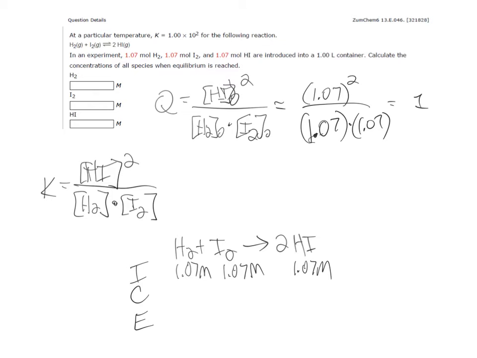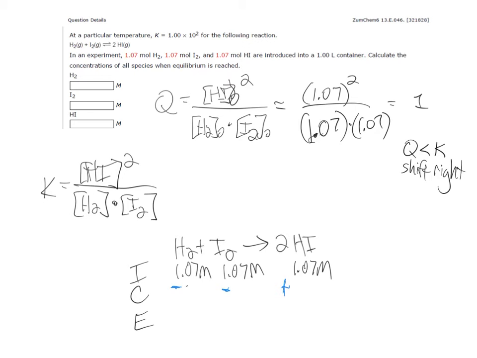Now, if Q is 1 and they tell us up above that K is 100, what do we know about the comparison of Q to K? Well, 1 is less than 100, so Q is less than K, and that means we shift right. For us in the ICE table, all that means is put your pluses on the right side of the equation and put your minuses on the left side, at least in the change line of the ICE table.